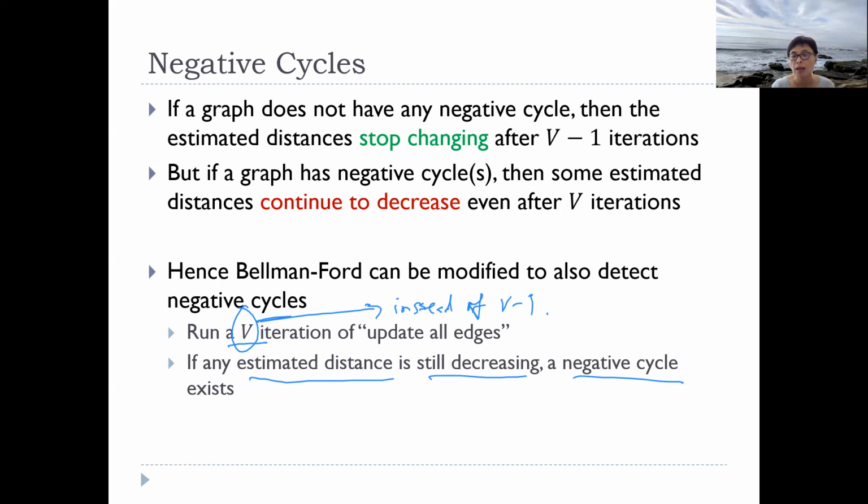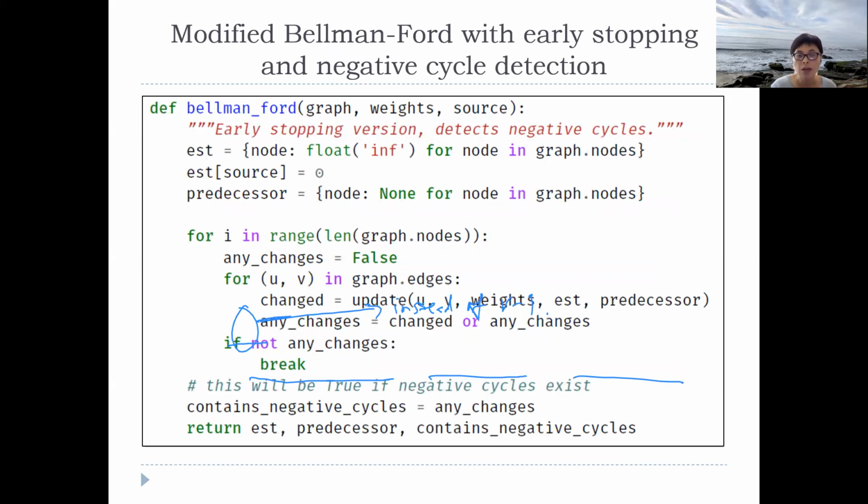So from the algorithm point of view, it's very easy to add. This is the final modified Bellman-Ford algorithm with both early stopping and negative cycle detection. Early stopping is that I track after each round of updating all edges whether there's any change or not. If there's no change, that means we're already done. We already found the shortest path distance estimate for everyone correctly, so we simply return.